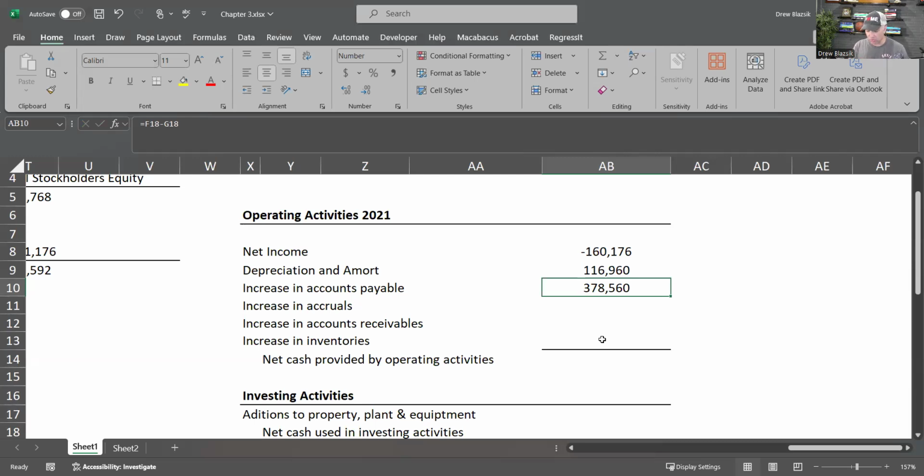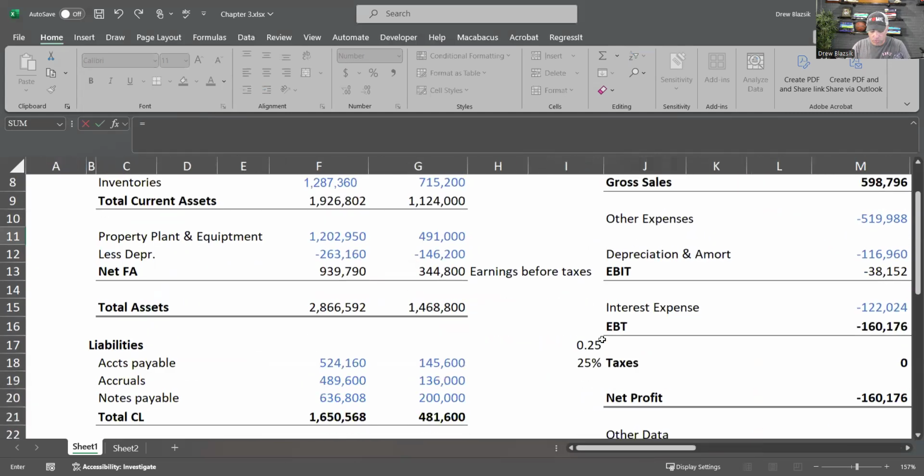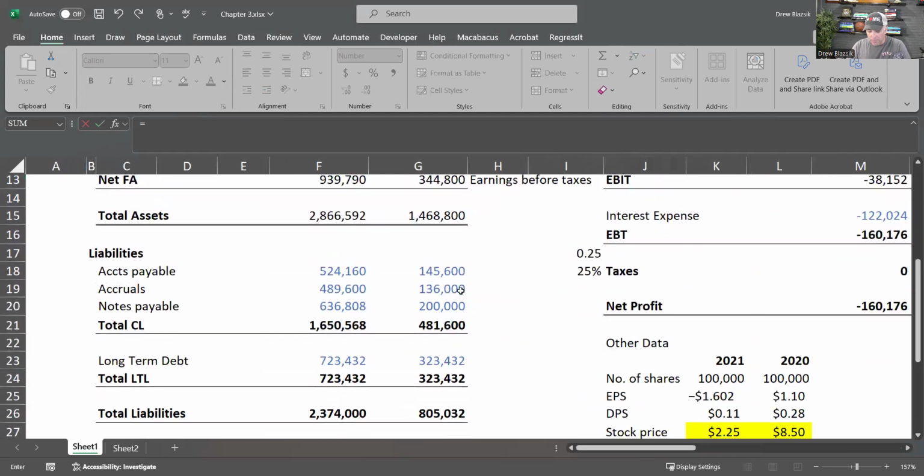Let's do the same thing with accruals. Accruals is, let's go find it, a liability. What I owe. Look, it went up from 136,000 to 489. That means I'm using credit. That means I don't owe that till next year. That means I have more cash today.